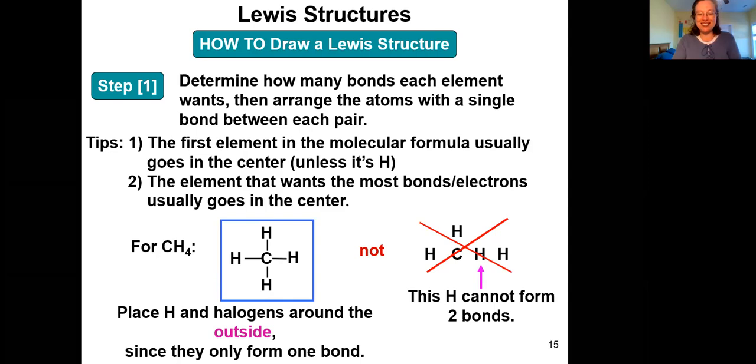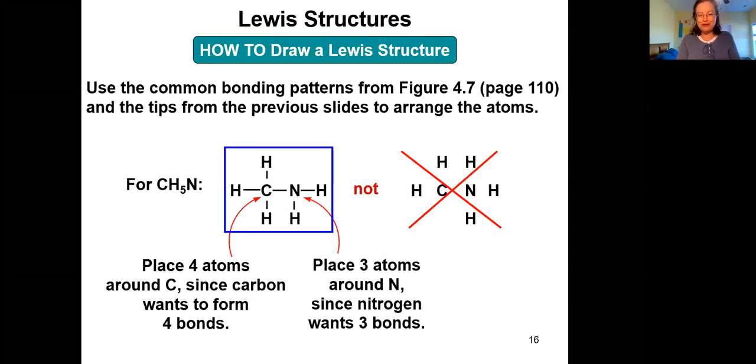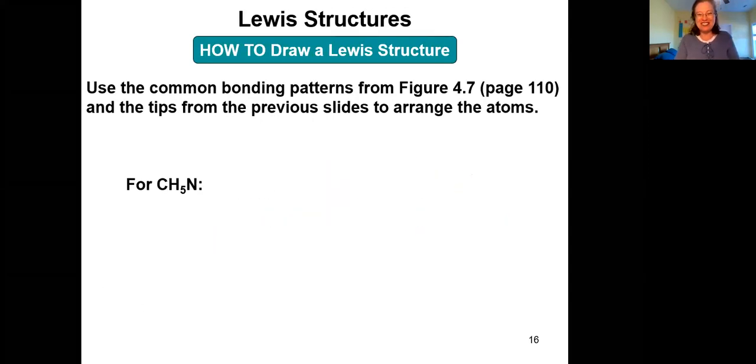Pause this for a second. So we're going to use the common bonding patterns from figure 4.7. It's on page 110 of your text, and the tips from the previous slides to arrange the atoms. This time our molecular formula is CH5N.